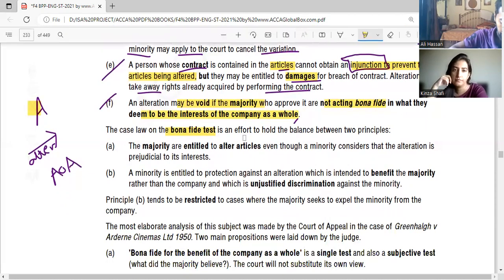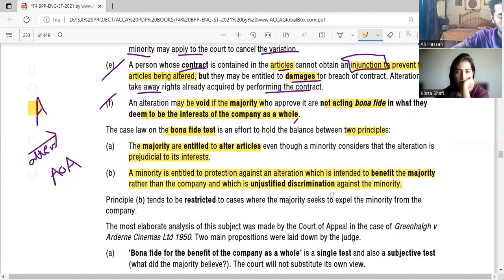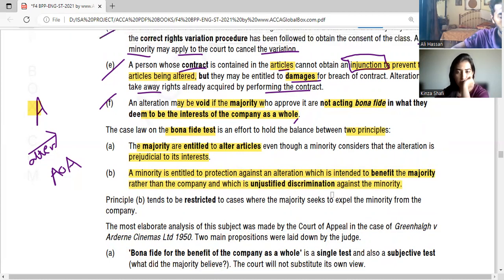Next, the case law on the bona fide test is an effort to hold the balance between two principles. Number one, the majority are entitled to alter articles, even though a minority considers that the alteration is prejudicial to its interest. A minority is entitled to protection against an alteration which is intended to benefit the majority rather than the company, and which is unjustified discrimination against the minority.